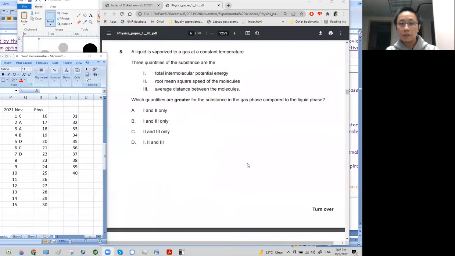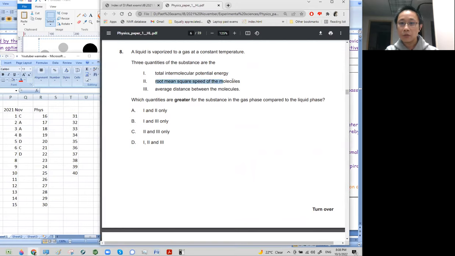All right, moving on, question 8. A liquid is vaporized to become a gas at constant temperature. What quantities are greater for the gas compared to the liquid? Liquid should have higher. Definitely not root mean square speed of the molecules, because constant temperature means constant average speed, and root mean square speed is just a fancy way of saying average speed. So I'm pretty sure B is correct, but then total intermolecular potential energy has everything to do with molecular separation. And the average distance between the molecules, for sure, gas molecules are more spaced out, so a weaker intermolecular force of attraction. And weaker attraction means higher potential energy.